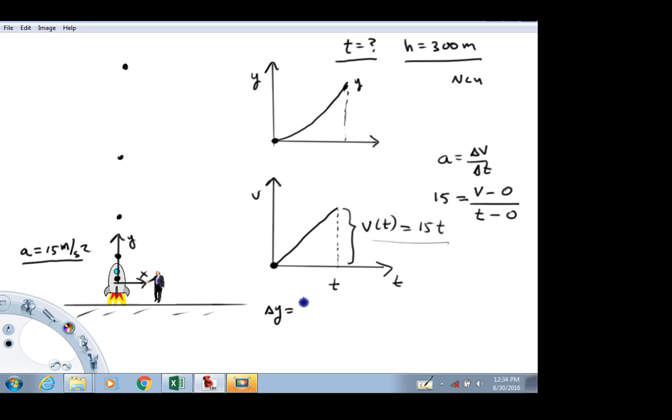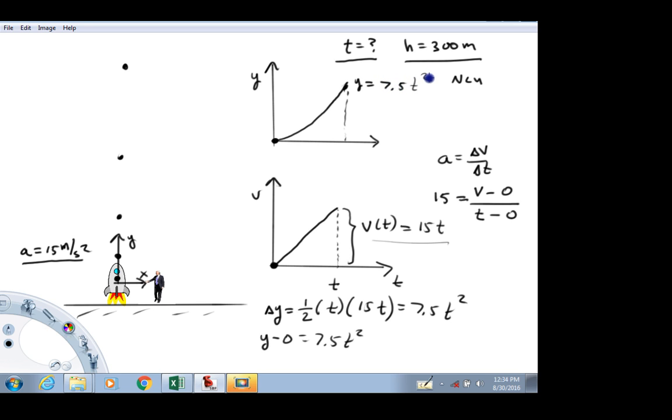Now this is a triangular area, so 1/2, the base is t, and the height is 15t. And this ends up being 7.5 t squared. Now this is equal to delta y, which is y final minus y initial, but looking at my graph, y initial is 0. So I'm going to go ahead and label this function here. The equation for y is going to be 7.5 t squared.